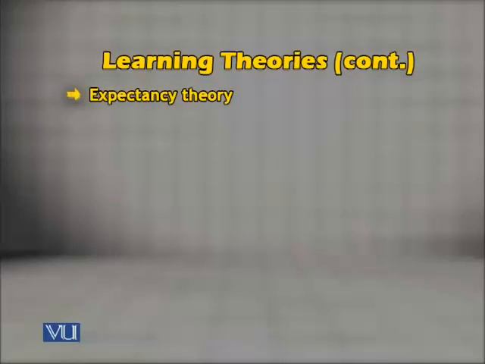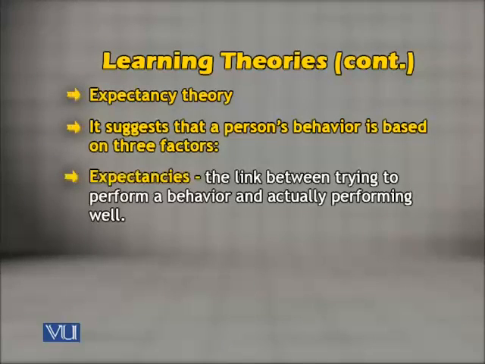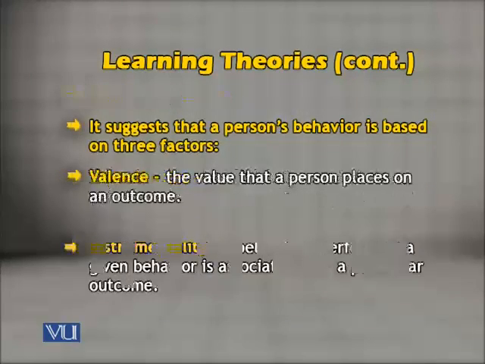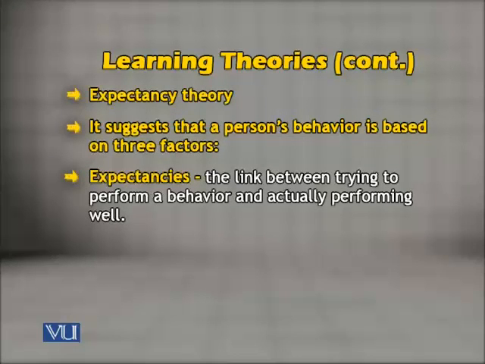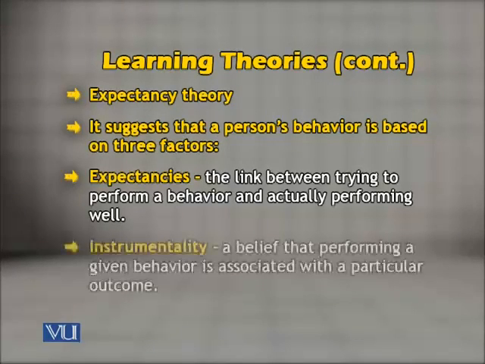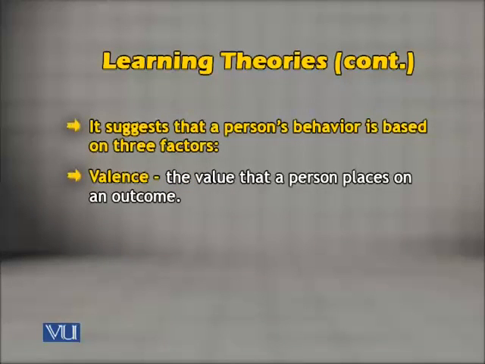The next theory that we are going to discuss is expectancy theory. Expectancy theory suggests that a person's behavior is based on 3 factors: expectancies, instrumentality, and valence. Expectancy is the link between trying to perform a behavior and actually performing well. Instrumentality is the belief that performing a given behavior is associated with a particular outcome. And valence is the value that person places on an outcome.